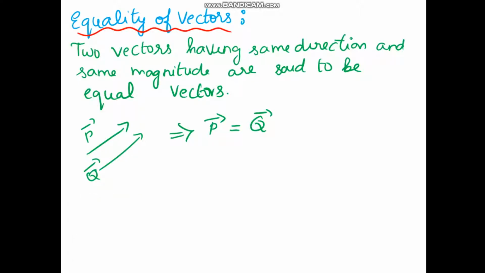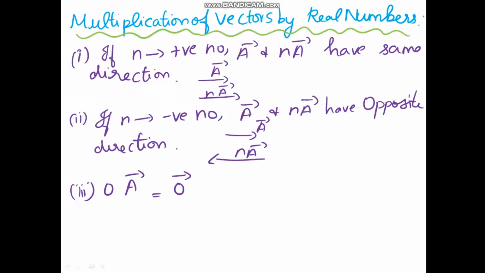This is the equality of vectors. The vectors having the same direction and same magnitude are said to be equal vectors. See this diagram. P vector and Q vector both have the same direction and the same magnitude also. So we can say that P vector is equal to Q vector. So this is the equality of vectors concept. What is the meaning of magnitude? This we will see in the next slide.